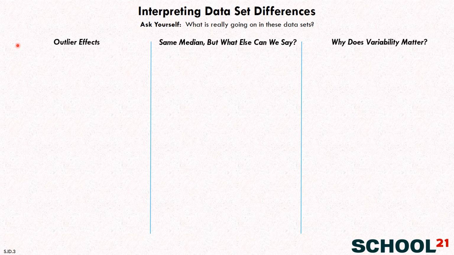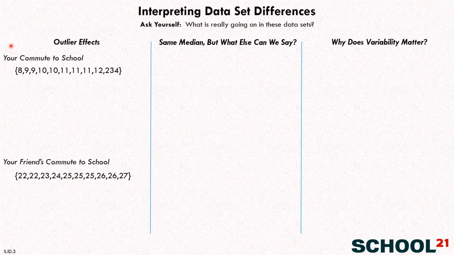So let's talk about a situation here about your commute to school. Let's say you and your friend both gathered some data about how long it took you to get to school. So here's your commute here. In one day it took you 8 minutes. On 2 different days it took you 9 minutes each. On another day it took you 10 minutes. Another day you also had 10 minutes. You get the idea here, right?